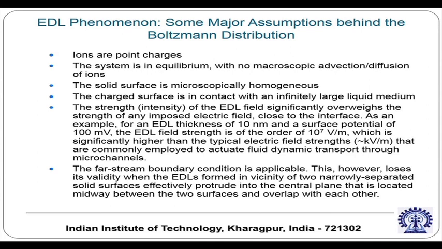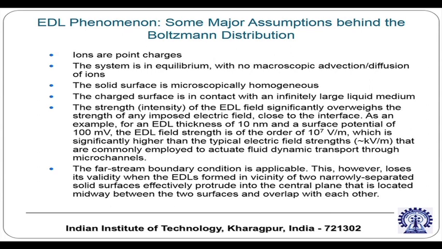So the first assumption is ions are point charges and the system is in equilibrium with no macroscopic advection or diffusion. The solid surface is microscopically homogeneous. The charged surface is in contact with an infinitely large liquid medium. The strength of the electrical double layer field significantly outweighs the strength of the applied electric field, and we have seen that that is quite justified, and the first stream boundary condition is applicable.